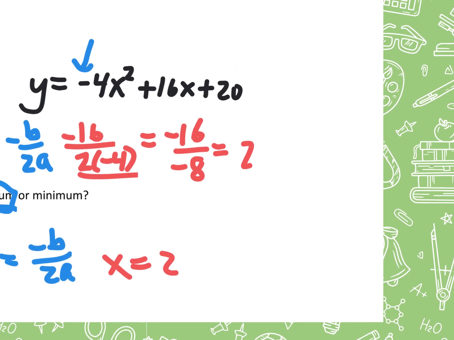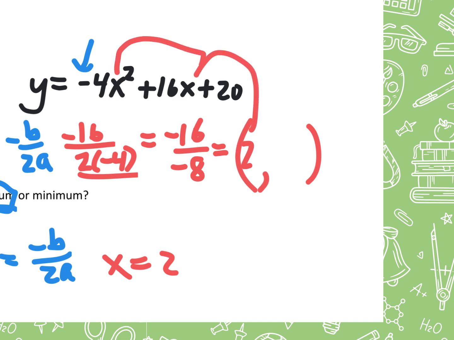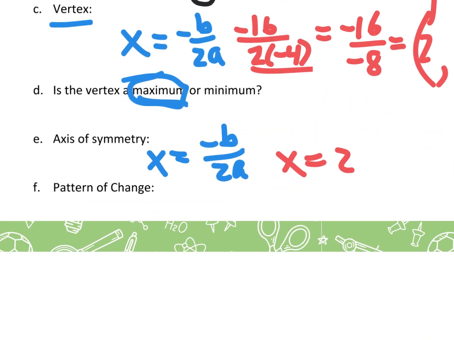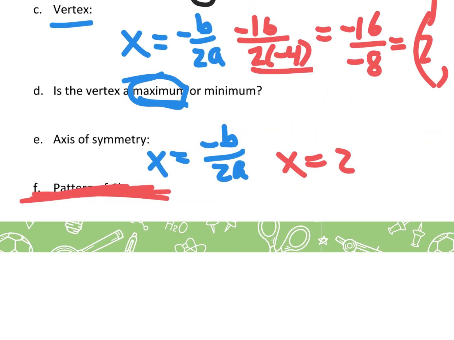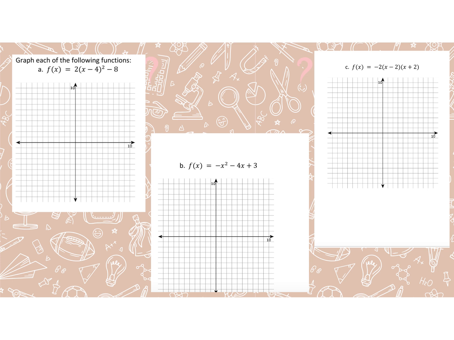And is 2 a vertex? No, it's 2 comma something. And again, I know only the A students are going to know to stick this in and figure out what y comes out to be, and you'd put it there. All right, pattern of change, we're not doing that. Okay, last page. What we are doing that we haven't practiced yet is graphing again.